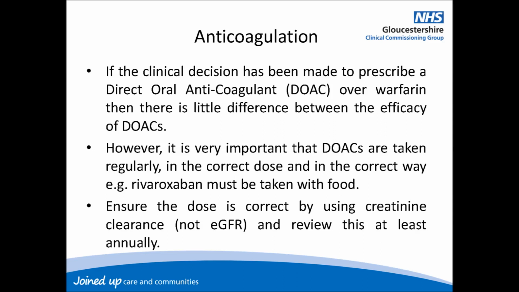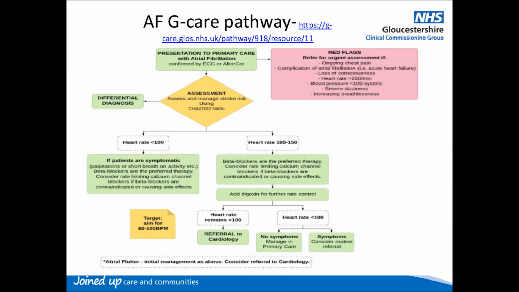So, having assessed their stroke risk, what medication should we be prescribing for rate and symptom control? Firstly, Sheena, I would refer listeners to the AF GCare pathway, which I think gives an excellent overview of how we should manage heart rate in this particular patient population. In patients whose heart rate is in excess of 100 beats per minute, up to 150 beats per minute, I would suggest considering using rate-limiting drugs, and first line would be using beta blockers.